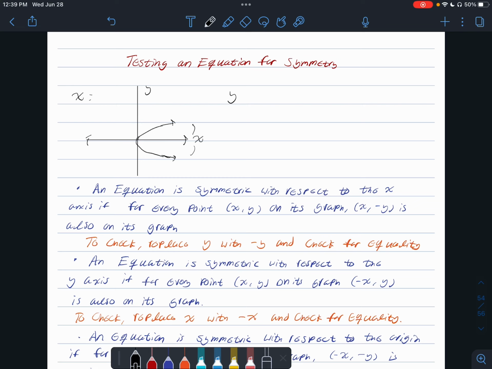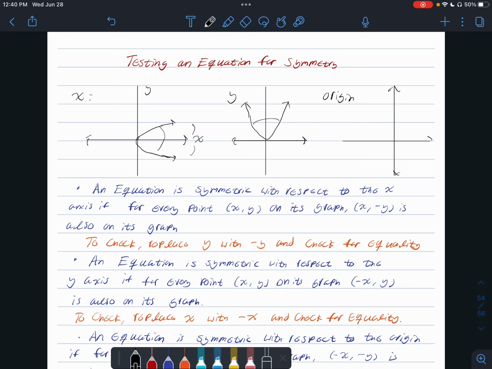Across the y-axis, maybe you have something that looks a little bit like this. So this you can flip across in this direction as opposed to this direction. There's another type called across the origin, and we're going to talk about each of these today.